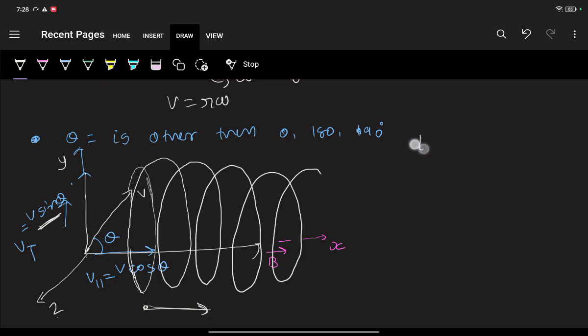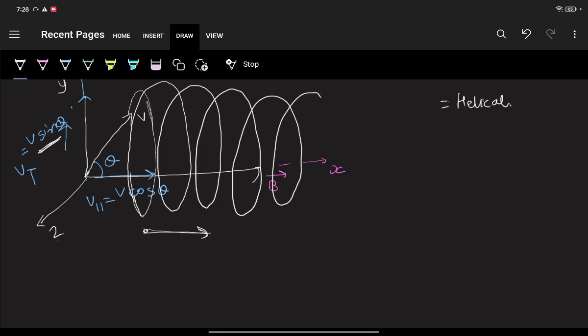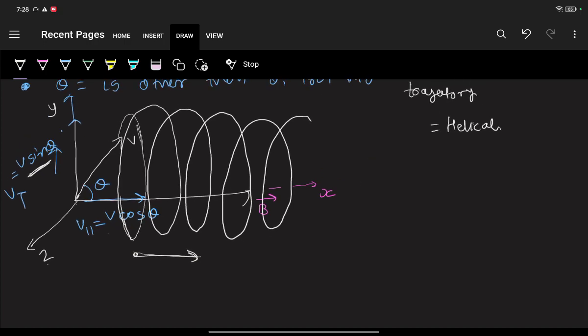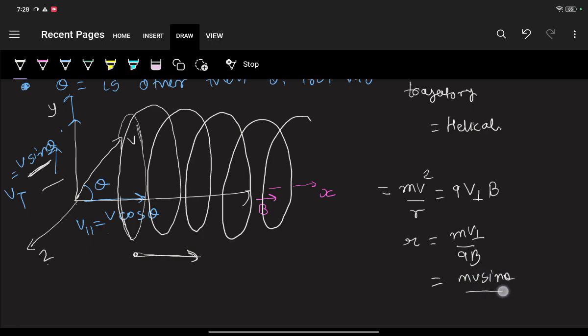This trajectory will be helical. Here, the radius of the helix would be mv square upon r is equal to q into v perpendicular into B. That means r can be given as m v perpendicular by qB. What is v perpendicular? V sin theta. So r is m v sin theta upon qB.